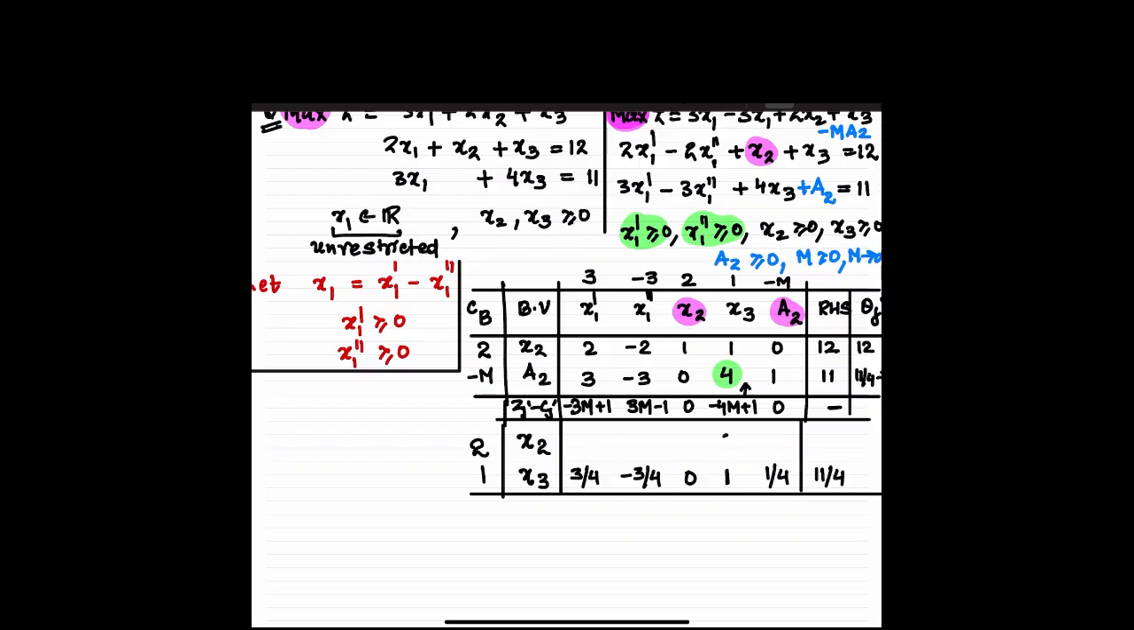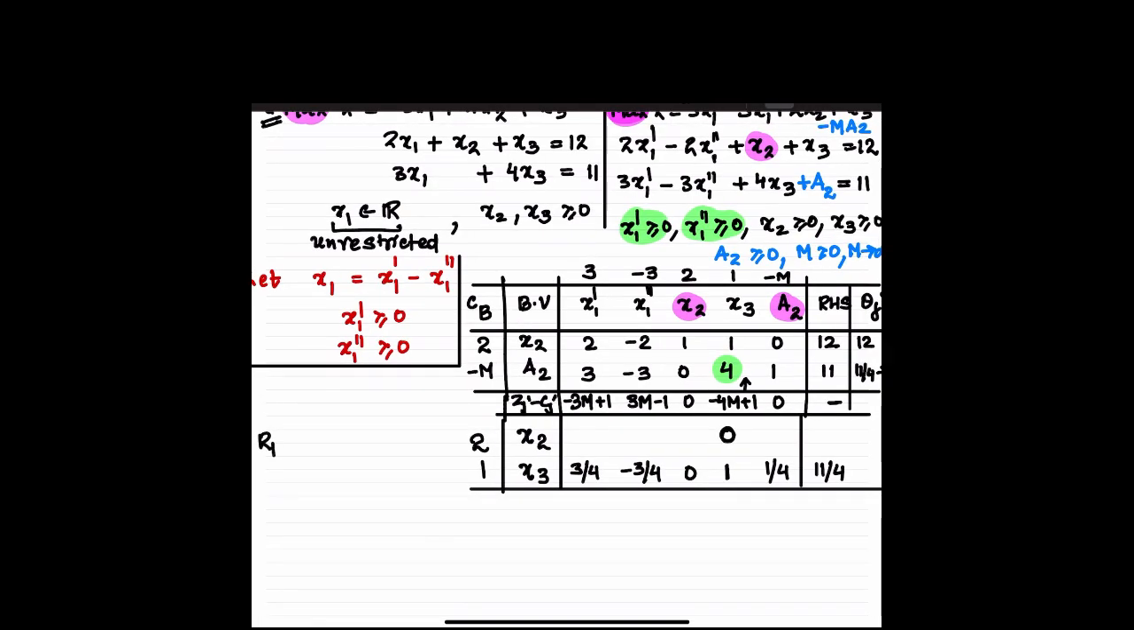Now this is the pivot, above it we need 0. So what is the operation? Minus times R2 plus R1. So minus 3 by 4 plus 2. So 2 minus 3 by 4 gives us 5 by 4. Minus into minus 3 by 4 plus minus 2. So 3 by 4 minus 2 is minus 5 by 4. This is 1. Minus 1 by 4 plus 0 is minus 1 by 4. Minus 11 by 4 plus 12. So 12 minus 11 by 4 gives you 48 minus 11, which is 37 by 4.